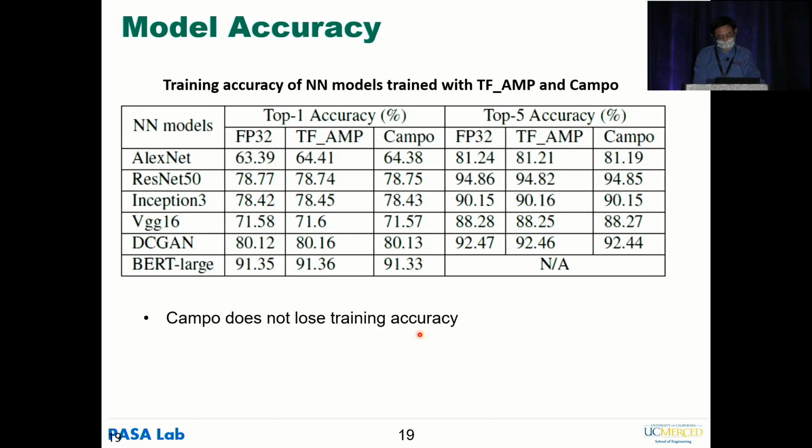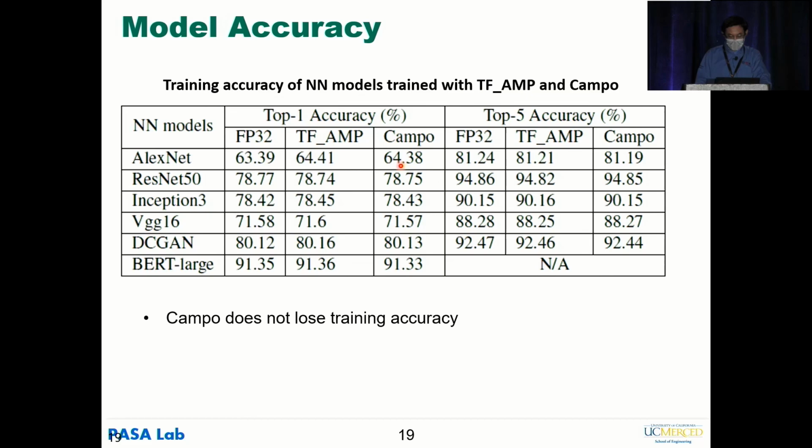And this is my last slide. I'm going to compare the training accuracy between full precision, Campo, and TensorFlow. So you can see that we actually don't lose training accuracy. This is because we fully respect the numerical safety decided by the machine learning framework.